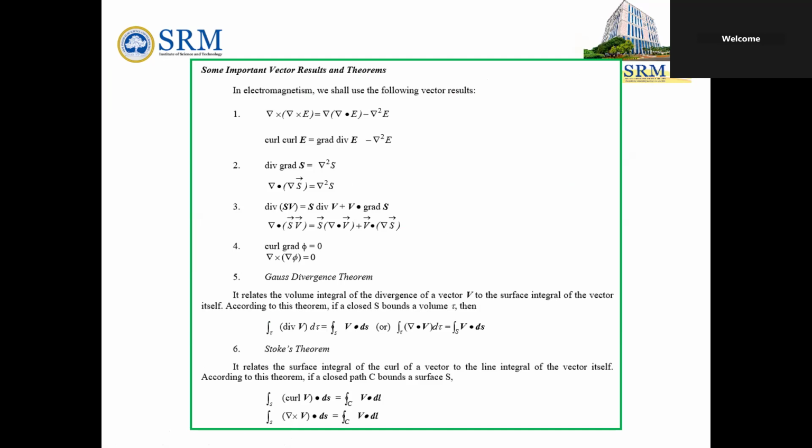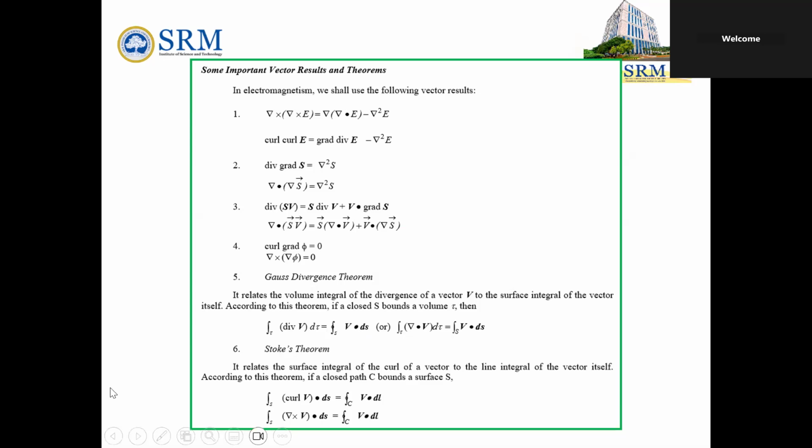Then the integral over tau of divergence V d tau equals the closed surface integral of V dot ds. Dot means divergence, so the integral over tau of del dot V, that is div V d tau, equals the surface integral of V dot ds. The volume integral is converted into the surface integral by using the Gauss divergence theorem.